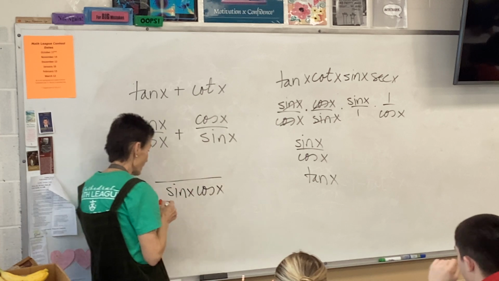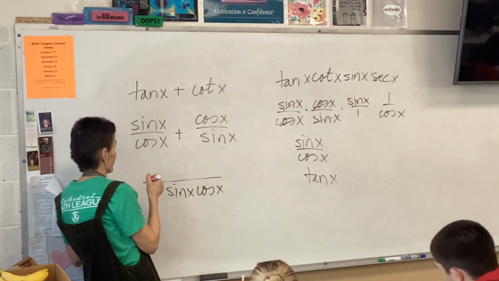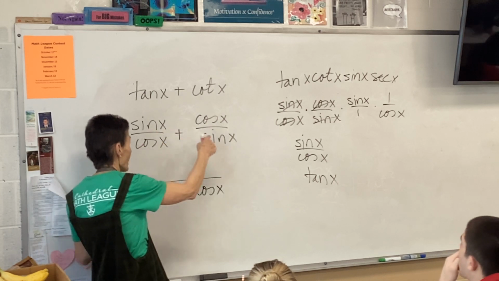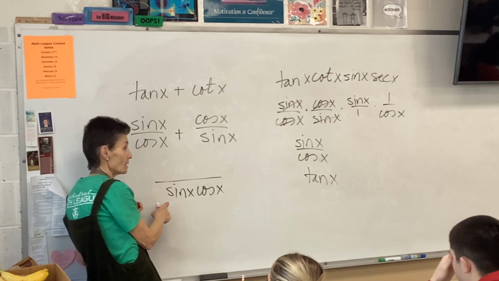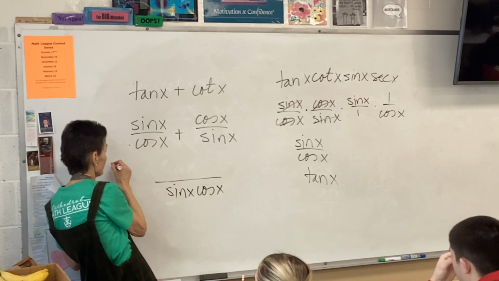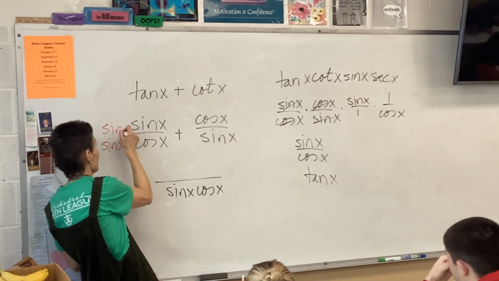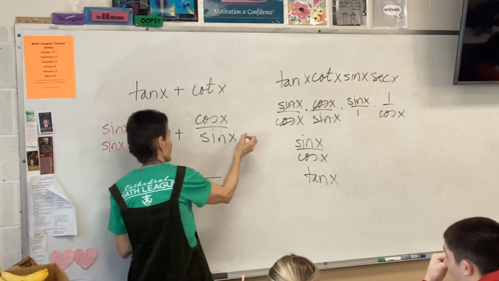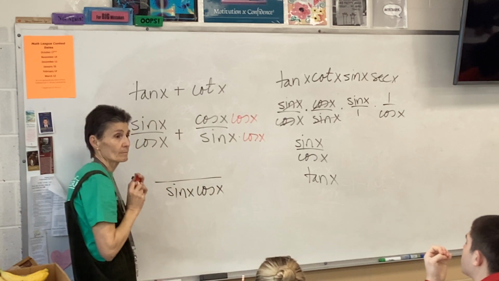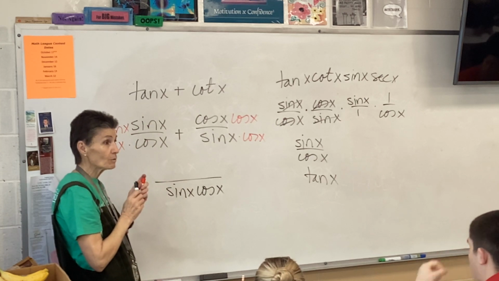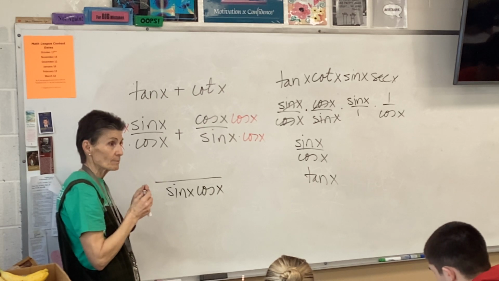So there's my common denominator, sine times cosine, multiply them together. So both fractions have to have that denominator. So this fraction needs a sine on the top and the bottom. Would you agree with that? This fraction needs a cosine on the top and the bottom. Do both fractions now have the same common denominator? Okay, so I can add them.